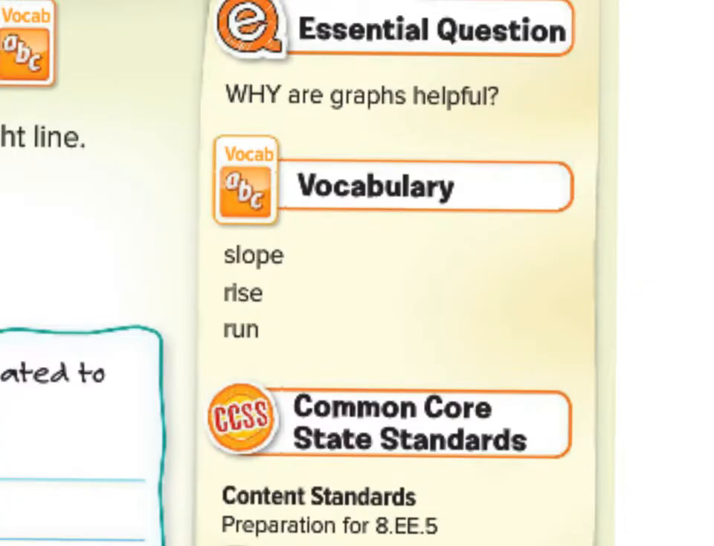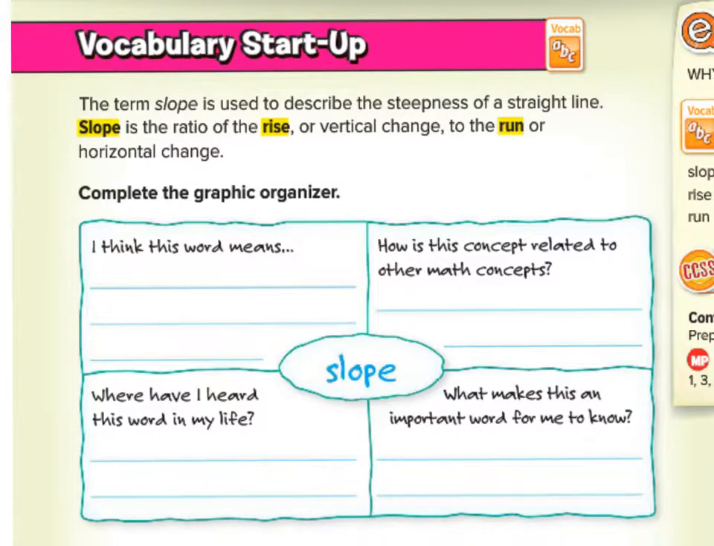In this lesson we're going to continue to address the question, why are graphs helpful? And our vocabulary will be slope, rise, and run. Let's explore the vocabulary by doing this vocabulary startup activity. The term slope is used to describe the steepness of a straight line. Slope is the ratio of the rise, or vertical change, to the run, or horizontal change.